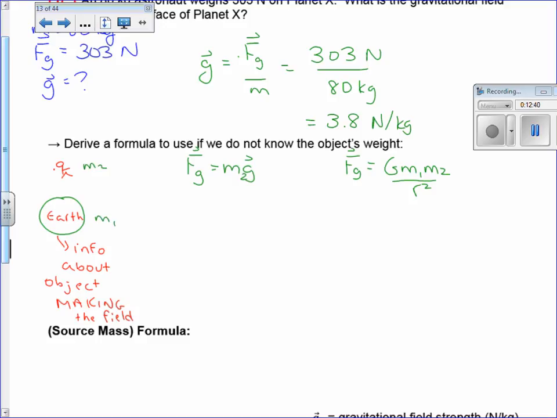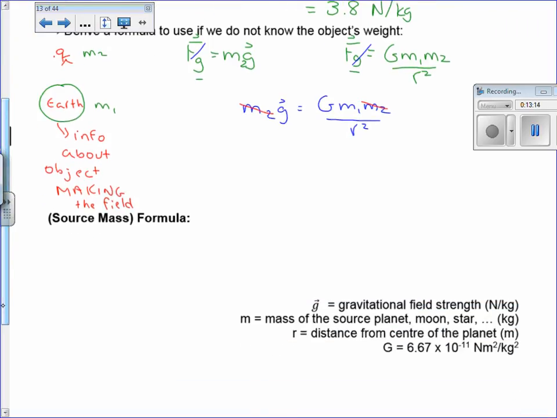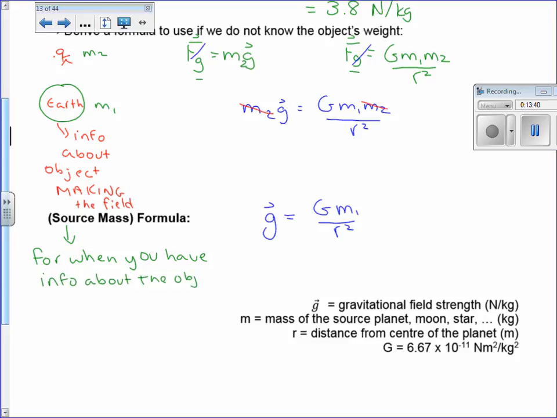But whether we use the first formula or the second formula to calculate the force, we get the same number. So if these FGs are equal, we can cross out the FGs, and we can make M2 times G equal to big G times M1 M2 over R squared. Then we end up with the test object mass on both sides of the equation, so we don't need it. We can cross out the test mass from either side, and we're left with G equals big G times M1 over R squared, which is the source mass formula. It's for when you have info about the object causing the field.